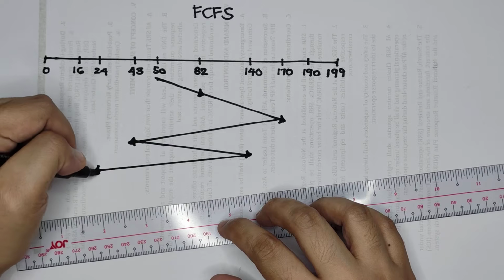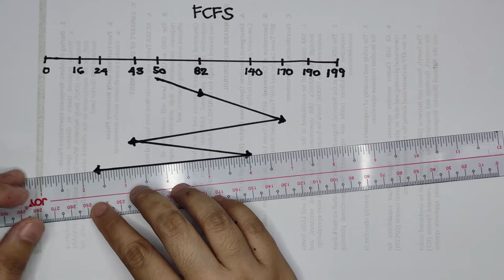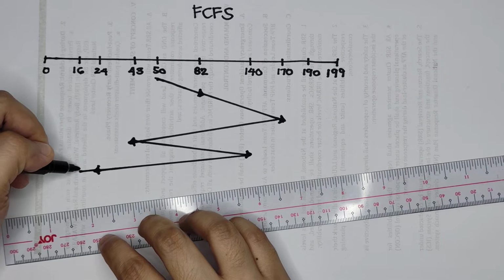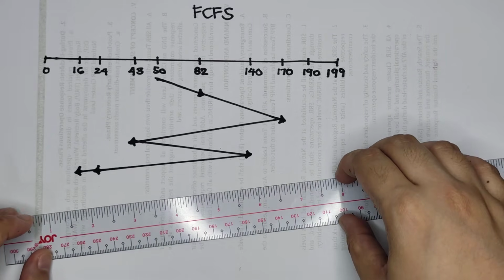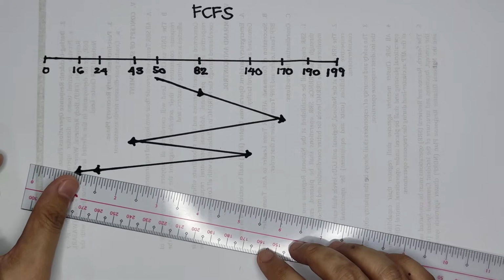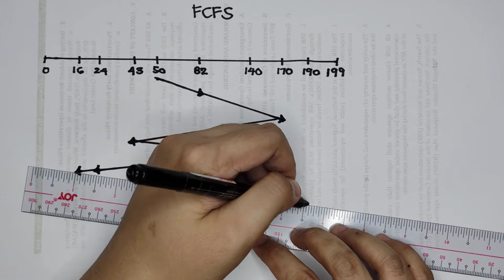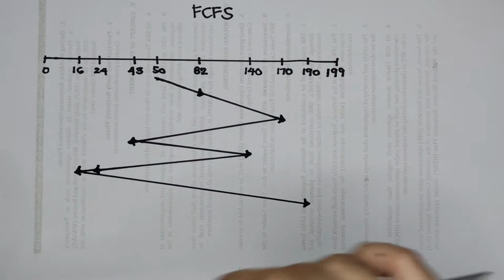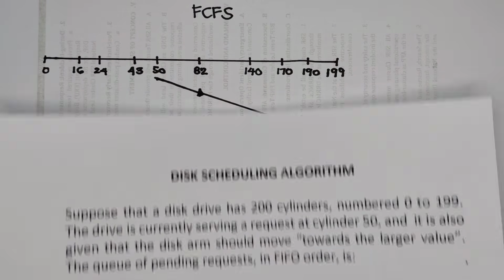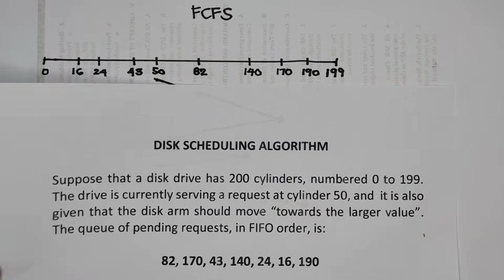Okay, next we have 16, so let's just extend it up to 16. And then, last but not the least, we have 190. Actually, first come first serve is the easiest because it will just follow the sequence. Again, we have 82, 170, 43, 140, 24, 16, and 190.